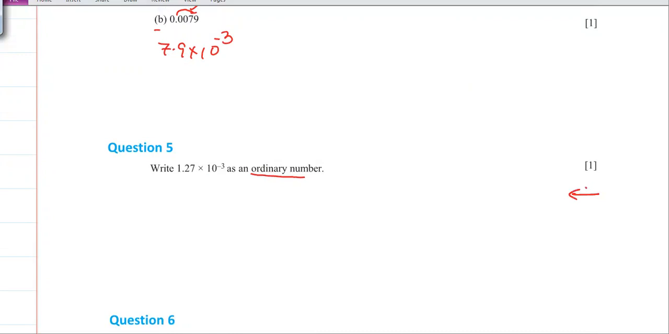So for negative, on this side, how many digits? 3 digits. It's 1.27. So 1 digit, then 2 and 3. So 2 zeros you will write: 0, 0, 1, 2, 7. Then here the decimal point. That will be the ordinary form.